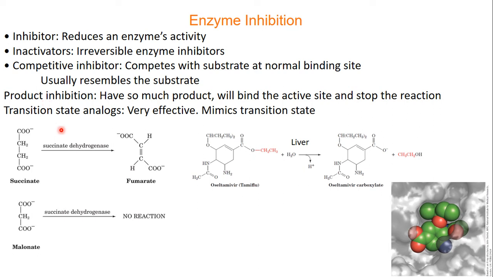Now, when you are making inhibitors, one of the best types of inhibitor you can make is called a transition state analog. These will look like the transition state, but will be a little different. These are good because enzymes really want to bind to the transition state. So if you have something that looks like the transition state, your enzyme will want to bind it.